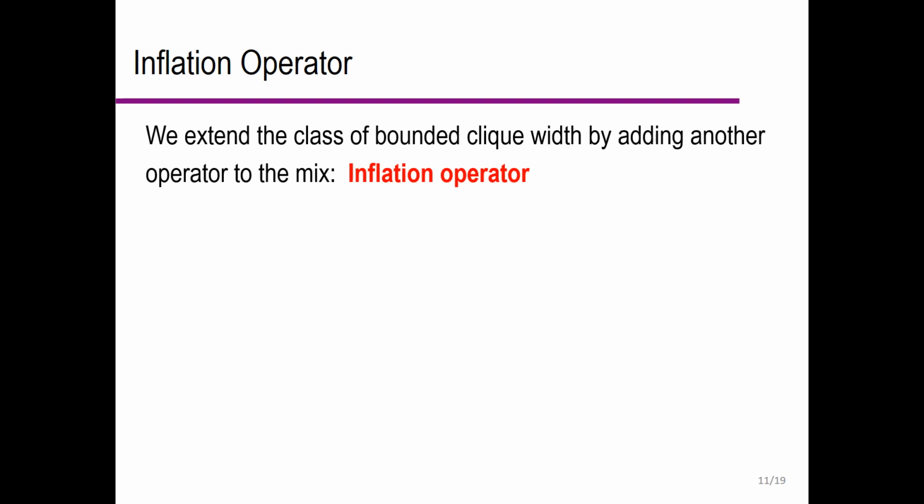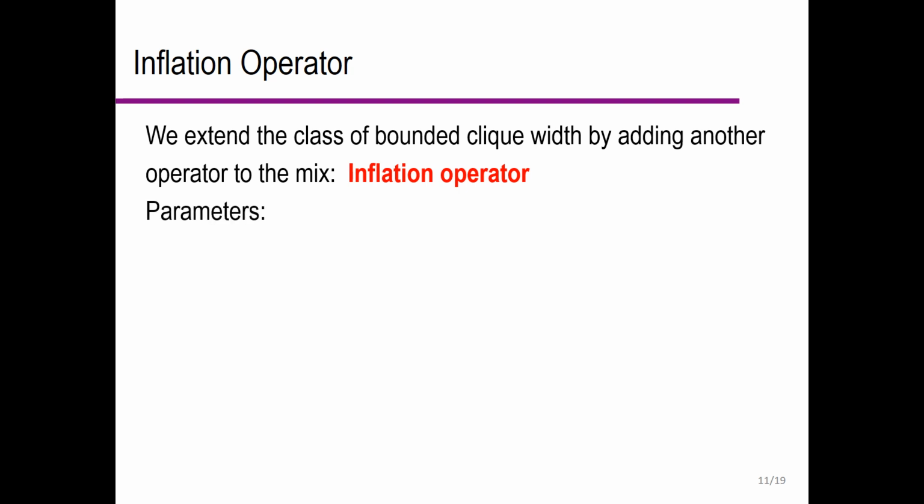Okay, so our contribution to this graph measure like clique width is a somewhat generalization of that. So what we do, we introduce another operator. We add another operator to the four clique width operators. Well, this will be a unary operator. We call it the inflation operator. So it's applied to a single graph, and it works as follows.